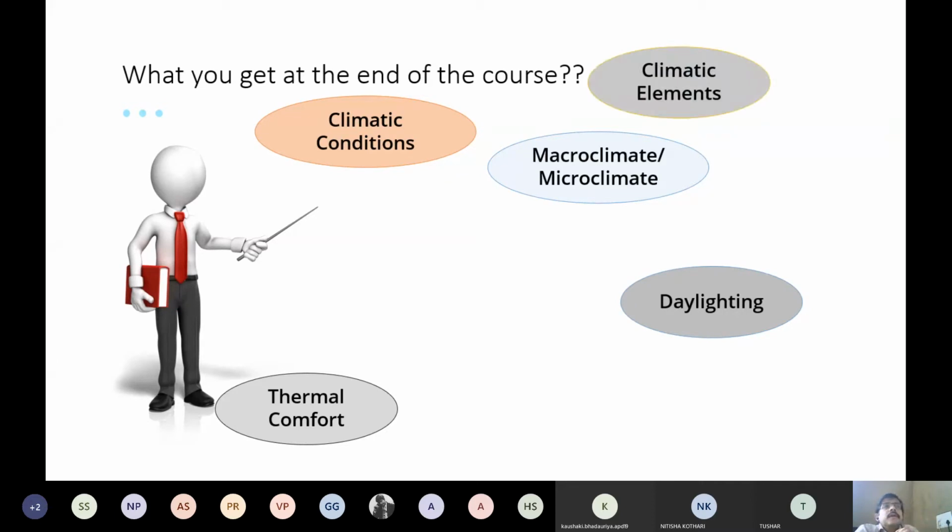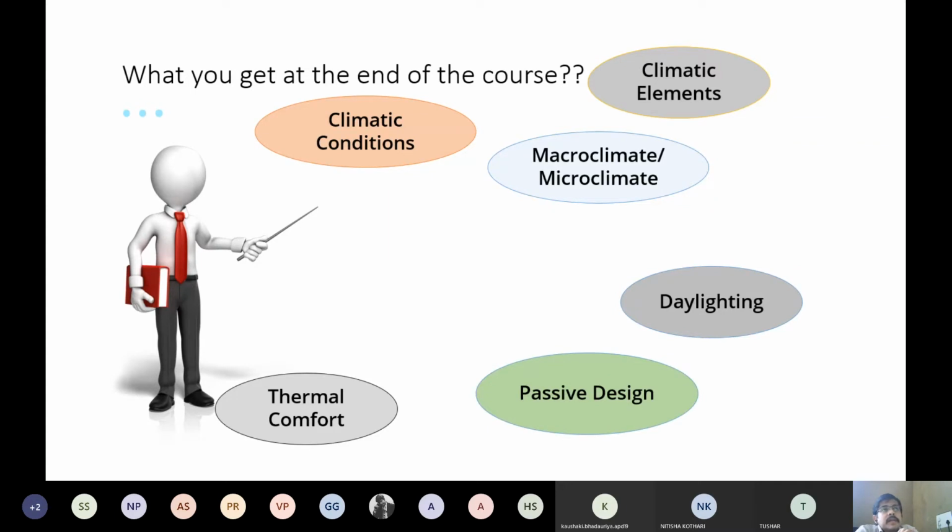Climatic elements. What are these climatic elements you need to consider when you are talking about this design? One thing you should know, the climatic elements that you take into consideration when you are designing in, say, Guwahati, will not be the same as the climatic elements that you take into consideration when you are designing in Bangalore. Some you have to actually give preference to.